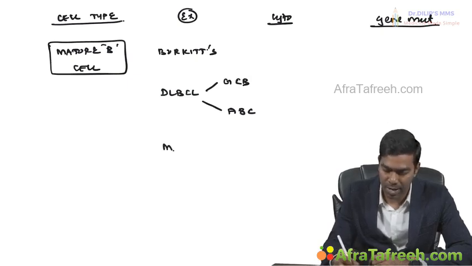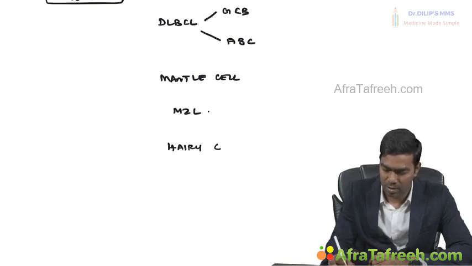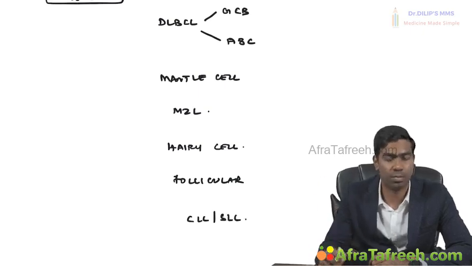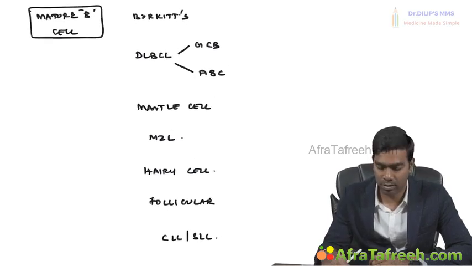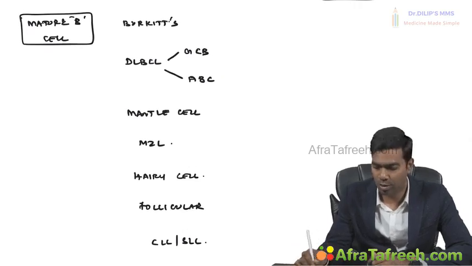Then you have mantle cell lymphoma. Then you have marginal zone lymphoma, which I can write as MZL. Then I can write hairy cell leukemia. Then I can write follicular lymphoma. And finally, I can write the CLL and SLL, the same thing which I have written previously. Do you remember in the lymphoma basics? So these are the different mature B-cell neoplasms, but what are the cytogenetics that are important?